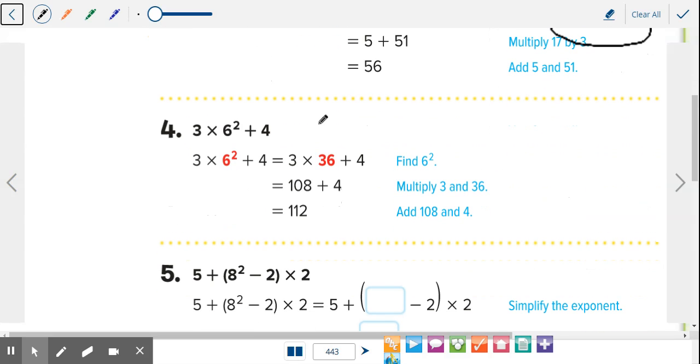Okay, number 4. So we have 3 times 6 squared plus 4. So do we have parentheses? No. Do we have exponents? Yes. So that's where we start. So everything other than that, we just copy down. So I just copy 3 in my multiplication. And then what's 6 squared?